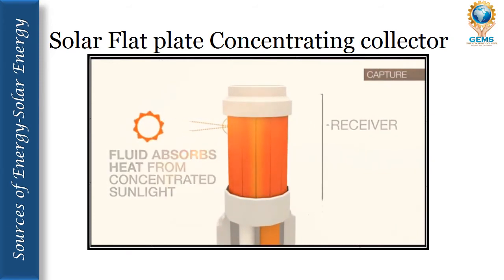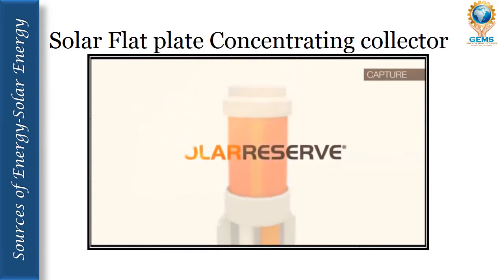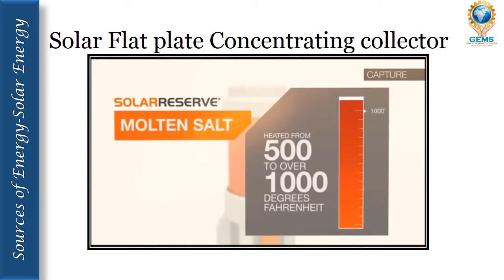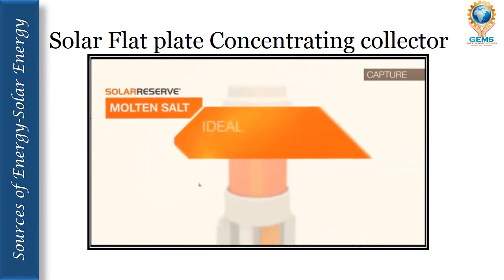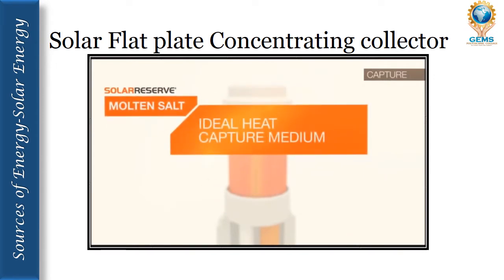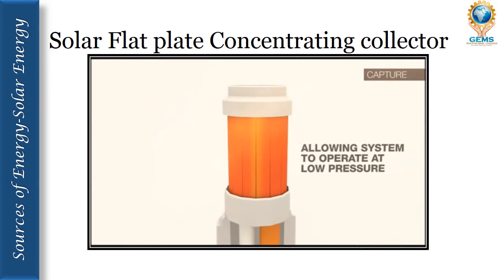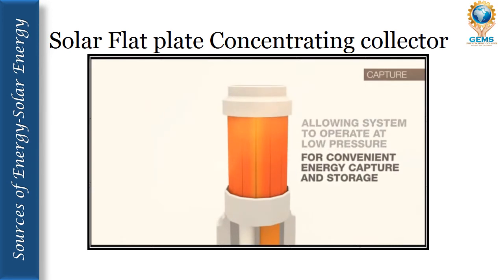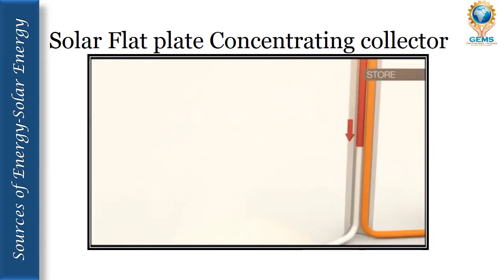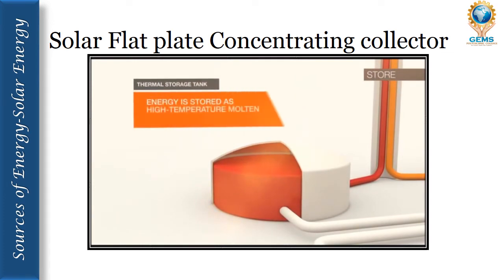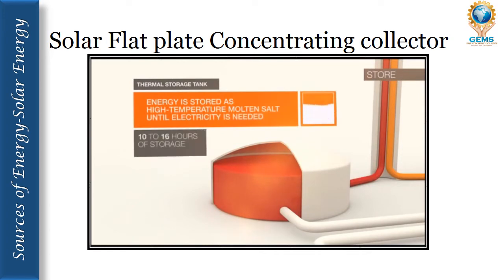In this technology, the fluid utilized is molten salt, which is heated from 500 to over 1,000 degrees Fahrenheit. Molten salt is an ideal heat capture medium because it maintains a wider operating temperature range in liquid state, allowing the system to operate at low pressure for superior and safe energy capture and storage. After passing through the receiver, the molten salt then flows down the piping inside the tower and then to a thermal storage tank where the energy is stored as high temperature molten salt until electricity is needed.